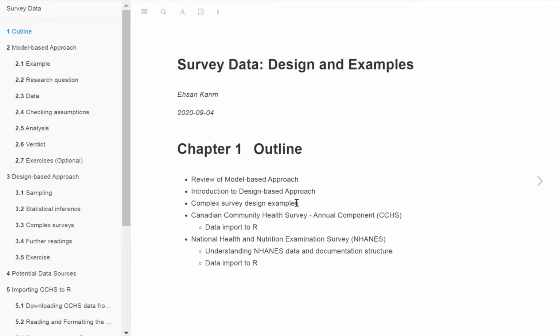And then as a part of that example, I will introduce two different data sources. One is the Canadian Community Health Survey. Particularly I will be focusing on the annual components, but there are many other different optional components that you can also use. Particularly in this lecture, I will focus on how to import those data into your computer, especially in R.